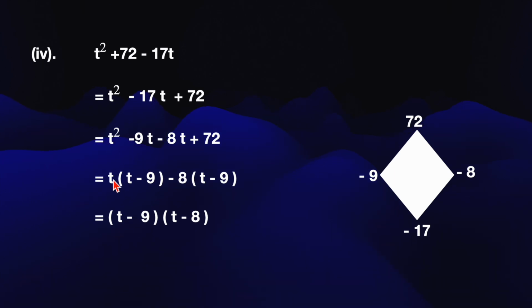Take out the common factor t, bracket t minus 9. Here minus 8 is the common factor. Again t minus 9 in the bracket. If we have split the middle term correctly, you will always get the same values within the bracket. It will always be the same. That means you have done the splitting correctly. Take out t minus 9 common, and you get t minus 8 within the bracket. So these are the two factors.